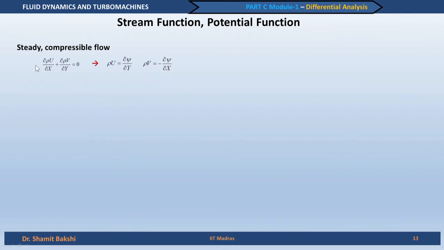That means, in the x part of this expression, it will become del del x of del psi by del y. On the other hand, in this case it will become minus del del y of del psi by del x. So, they will cancel each other and the continuity equation will automatically get satisfied. The advantage is, by doing this, you have actually reduced the number of variables in this formulation of the fluid flow.